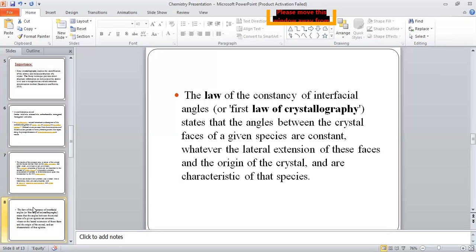The law of constancy of interfacial angles, or the law of crystallography, states that the angles between the crystal faces of a given species are constant, whatever the lateral extension of these faces and the origin of the crystal, and are characteristic of that species. This law was made by a chemist. The value of the angle between the crystal faces cannot be changed. These are the factors which do not affect it.